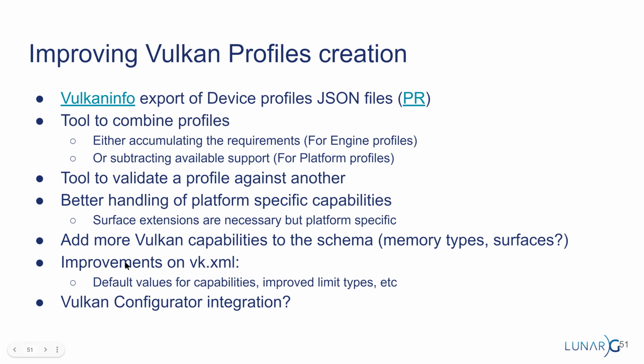So vk.xml, if you don't know, and actually I didn't mention before, is really the ground truth of the Vulkan API. There is the description of all the API code in it. But there is something that I'm really missing for us that will help us to generate our tools. And that's, for example, the default values for the capabilities.